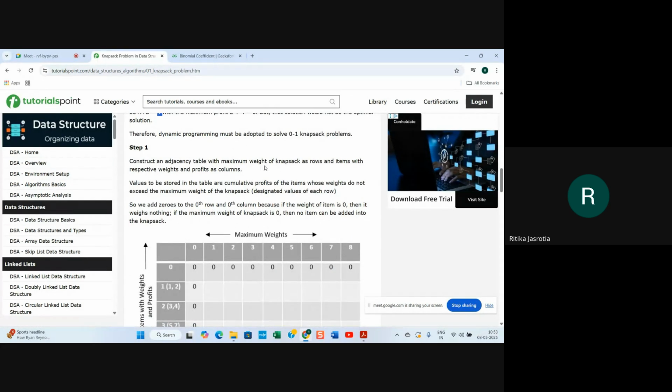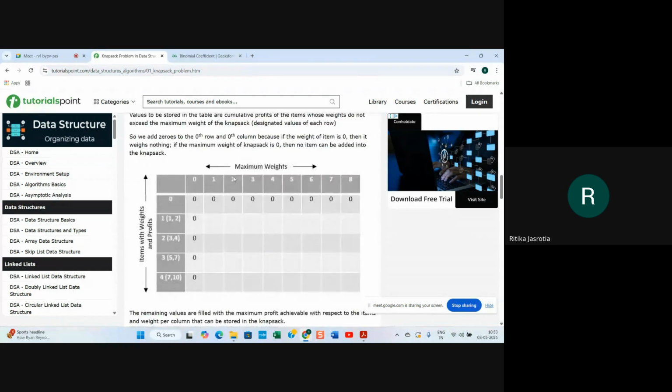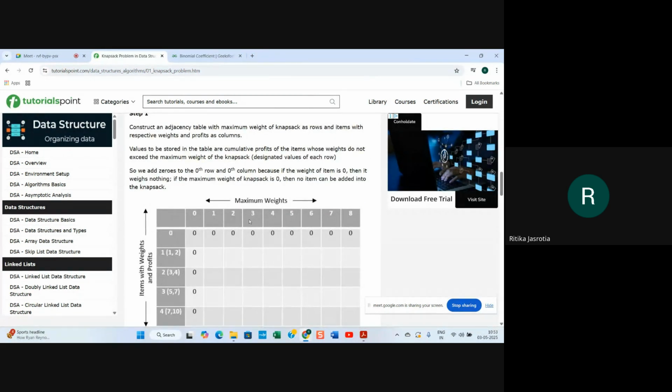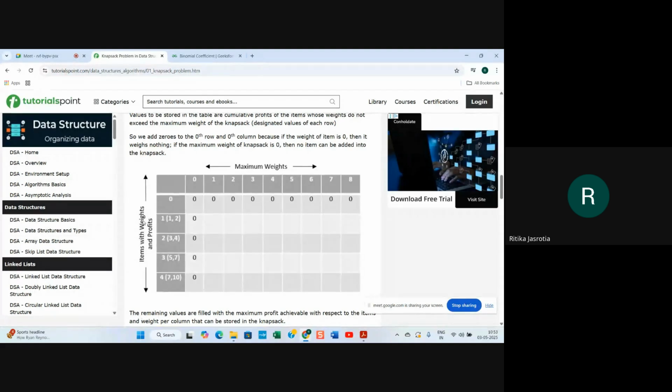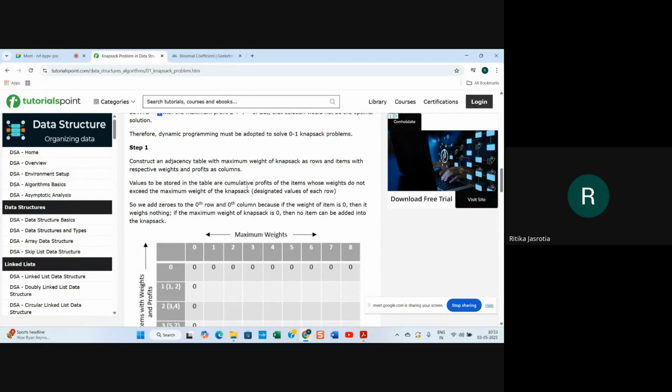Construct a table with the maximum weight of knapsack as rows and items with respective weight and profit as columns. So here the maximum weight of knapsack will be kept in the rows, and items with weight and profit will be kept in the columns. The values to be stored in the table are cumulative profits of the items whose weights do not exceed the maximum weight of the knapsack, designated for each row.